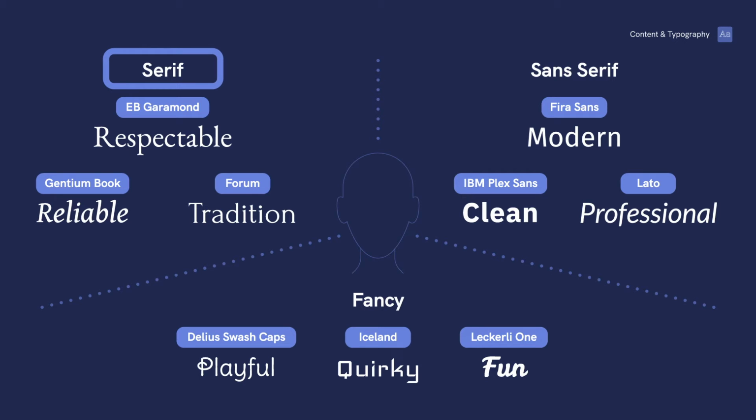Serif fonts like EB Garamond or Gentium Book, for example, carry respectable and reliable characteristics with very high legibility. They are readable in both big and small sizes, so they are perfect for title and body copy. Sans-serif fonts like IBM Plex Sans, on the other hand, are very modern and clean looks, perfect to express stability or professionalism as a company. And similar to serif fonts, sans-serif fonts also have a very high legibility, meaning that they are both great for big and small text. Last but not least, fancy fonts come with the most diverse personalities.